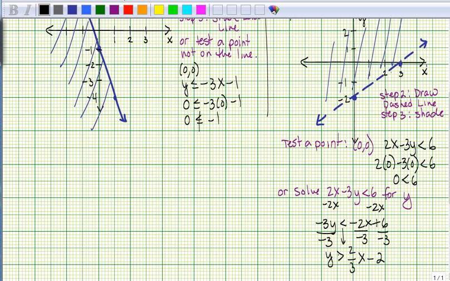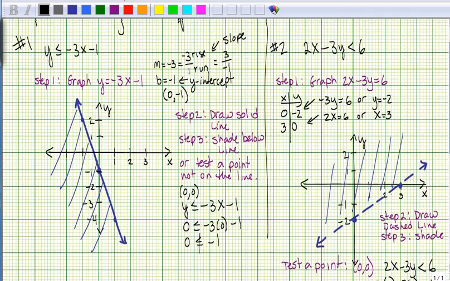Positive 6 over negative 3 is a negative 2. And now you can clearly see that all we're looking for are the y's that are larger than the line, which is above the line. And the line is not included. In fact, you could have done the whole thing this way, because notice the y-intercept is negative 2, which is what that is. The slope is 2/3, up 2 over 3 gives you that point. You know it's a dotted line from the greater than, and we know it's above. So that is how you solve, or graph, that one.